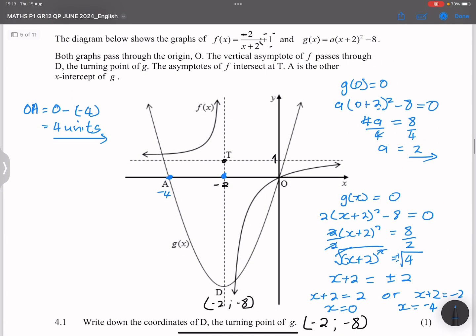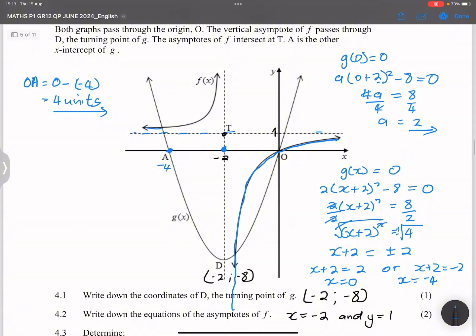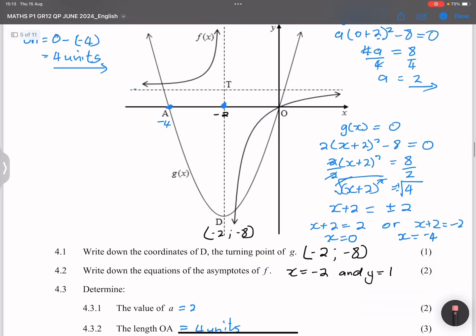Now, what is the range? So the range is where the graph exists in terms of the y values. But think about it. This hyperbola comes all the way from negative infinity, right? But now remember, this is y equals 1. It cannot cross that line, that asymptote, right? But also, what does it do? It goes again all the way to infinity, right? So in this case, it simply means that it is from negative infinity to infinity.